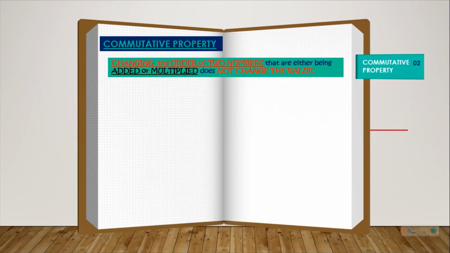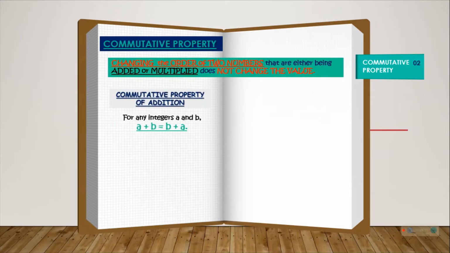The second one is commutative property. Changing the order of 2 numbers that are either being added or multiplied does not change the value. In addition, for any integers A and B, A plus B is equal to B plus A. So meaning, pinagpalit lang sila ng lugar o ng posisyon. A plus B is equal to B plus A. So nag-switch lang sila ng place.